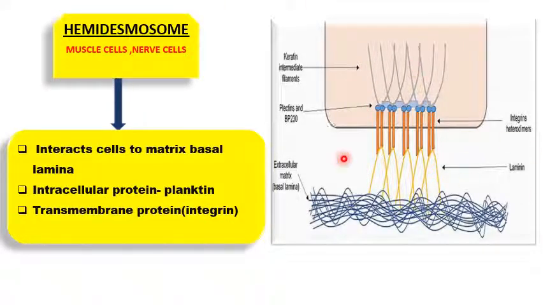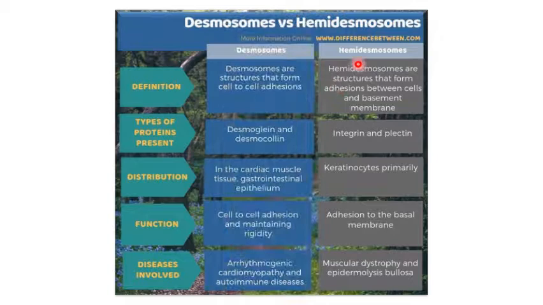And next we will learn about the difference between the desmosomes and hemidesmosomes. These are the differences between the desmosomes and hemidesmosomes. First of all, the definition difference: cell to cell adhesion takes place in desmosomes, and here it is the adhesion between cells and the basement membrane. And what are the types of proteins, like desmoglein and desmocollin, integrin and plectin. This is very important from the point of view of your examination.